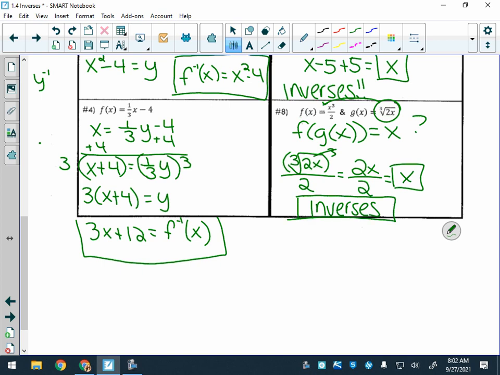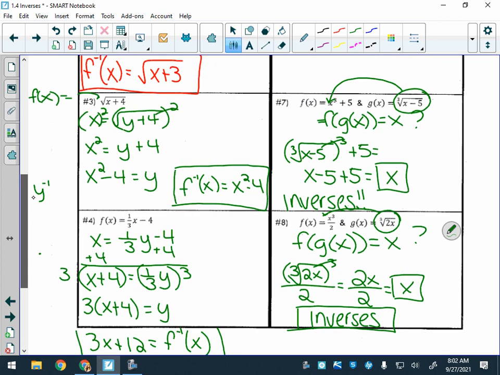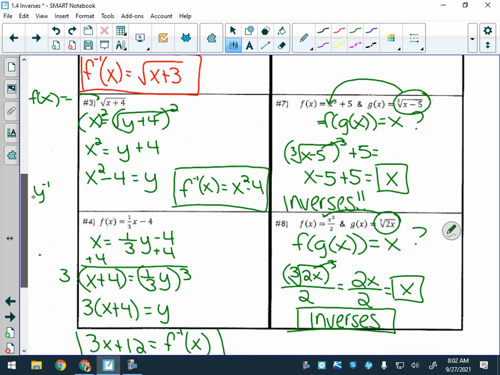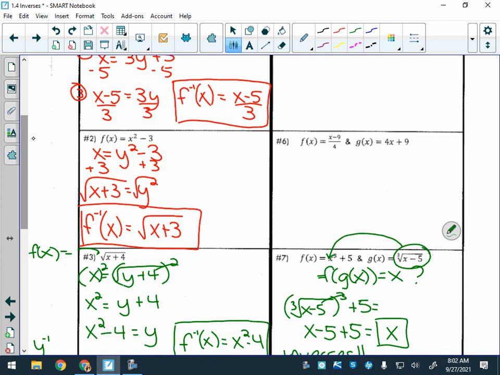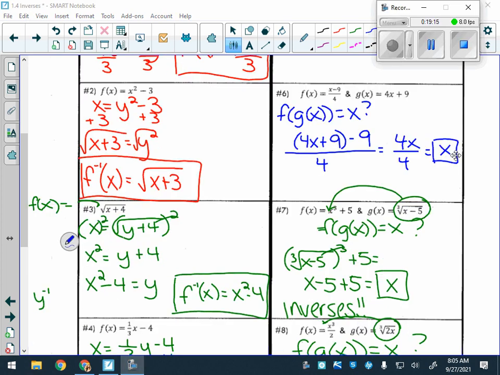Good. Okay. Well, I believe you guys can handle, since 7 and 8 were really good, and what you did. Try number 6. Okay. Proving that they're inverses. Yeah. Yes. You may. Okay, for 6, did we end up getting x? For 6. Good. Awesome.